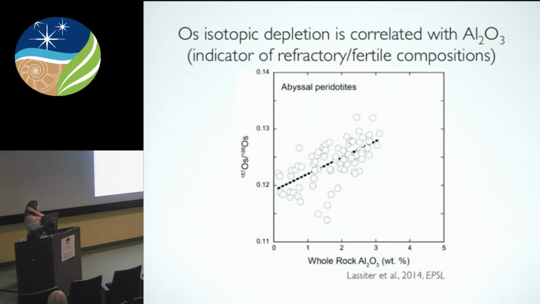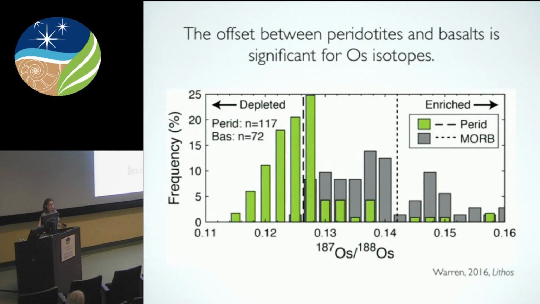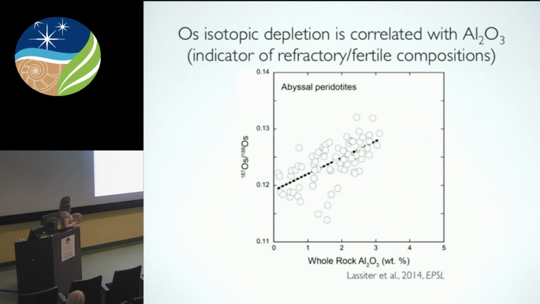Another interesting thing that has been done looking at global data sets, this is from some work done by John Lassiter and colleagues, is looking at how the osmium isotopes co-vary with the whole rock aluminum content. And this is looking at an abyssal protatite data set. This is the global data set for the same osmium data set that I showed here. They took then samples that also had whole rock aluminum contents.